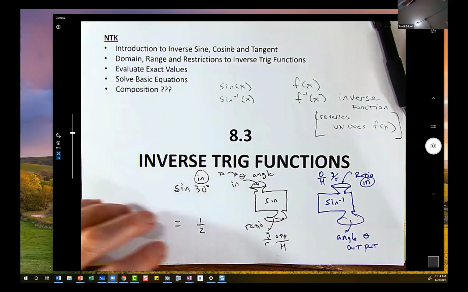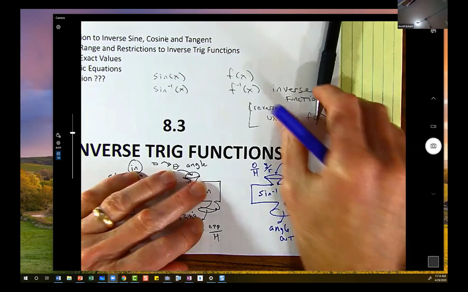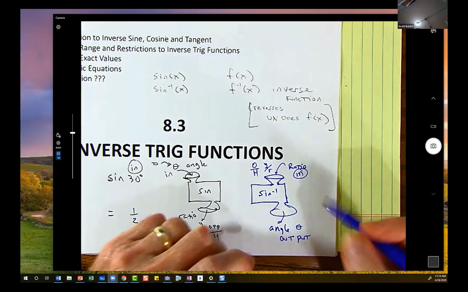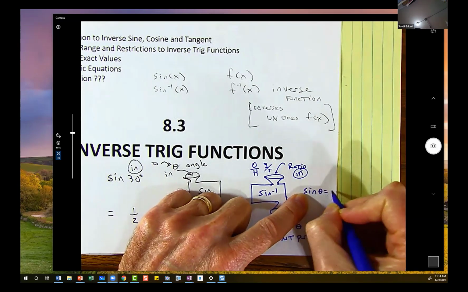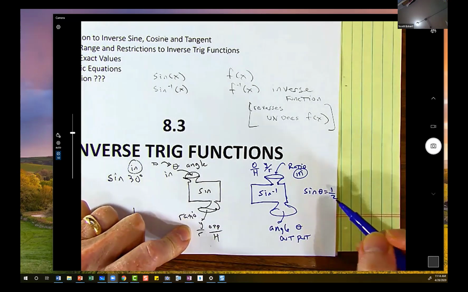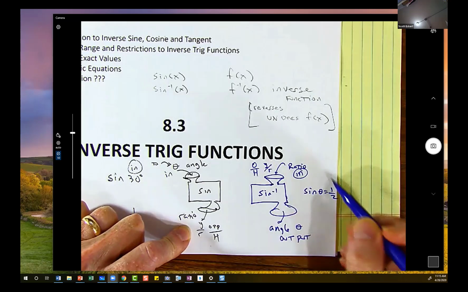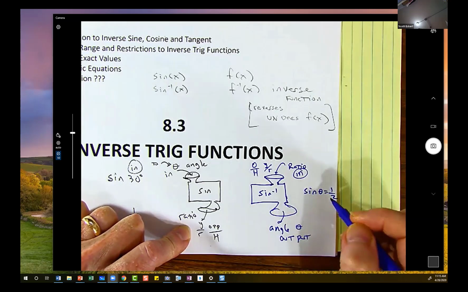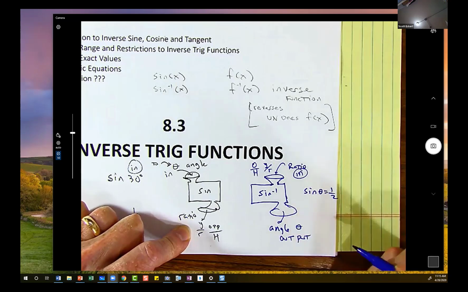All right, now what if I'm talking about this problem here? Sine of theta equals 1/2. Well, it's backwards. The ratio is the answer. So what we have to do is think backwards. Sine of something equals 1/2. What's the angle?